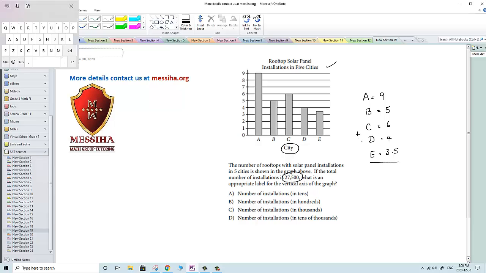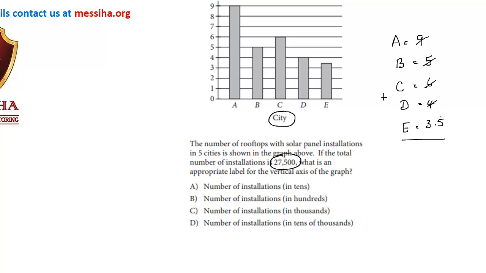If I add all of them, 6 and 4 is 10, 10 and 9 is 19, 19 and 5 equals 24, 24 and 3.5 means 27.5, which is very related to 27,500. So how can I make 27.5 equal 27,500? I need to move the decimal point 3 steps to the right, to pass the 5 and the two 0s. To do that, I need to multiply by 1,000.